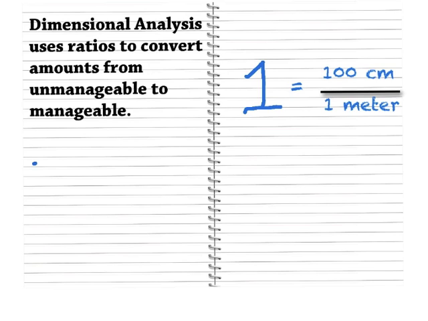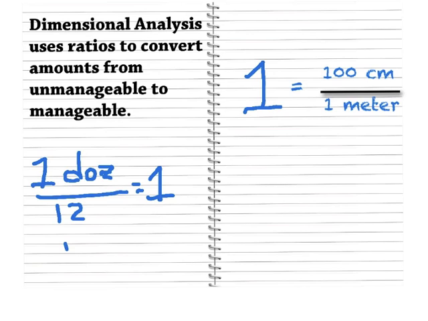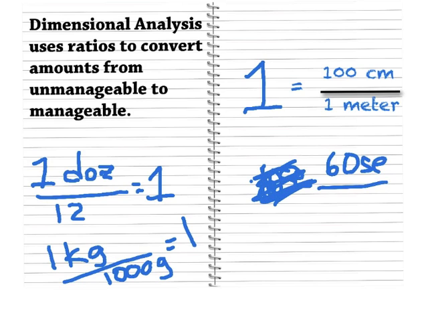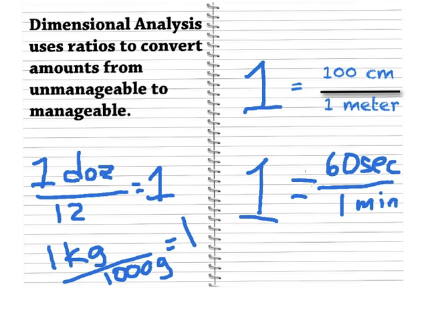For instance, I like donuts. 1 dozen donuts is equal to 12 donuts. That over the other, 1 dozen over 12 equals 1. And 1 kilogram over 1,000 grams also equals 1. You do it with time, 60 seconds over 1 minute. That equals 1. And so all these equal 1, which is beautiful.